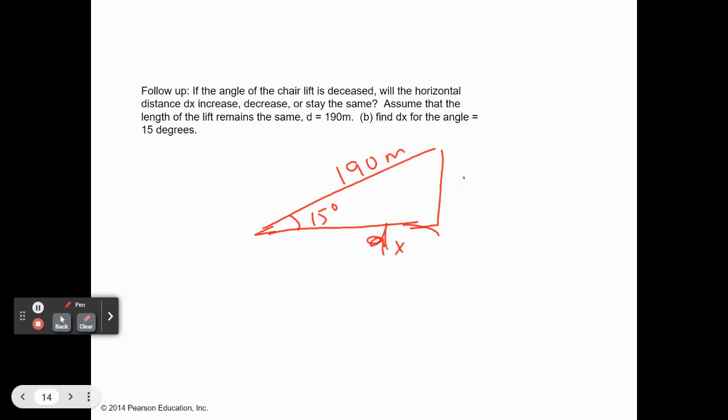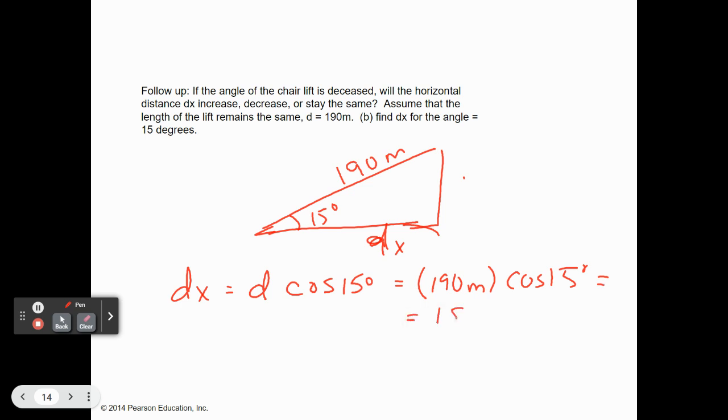There we go. So dx is going to be equal to whatever d is times adjacent over hypotenuse, which is cosine of 15. So that is going to be 190 times the cosine of 15, which, if we do the math on that, make sure you know how to use your calculator. So cosine of 15 is 0.9659 times 190. And we have two significant figures, so that's going to be 180 meters.